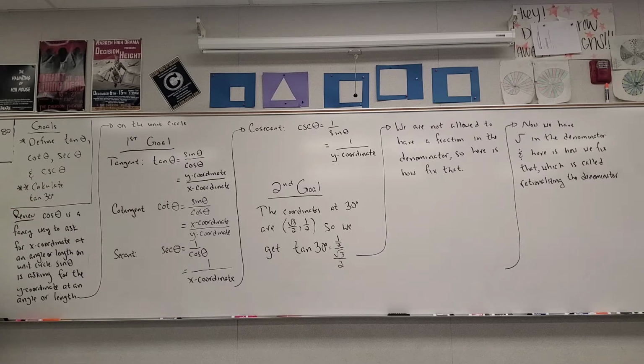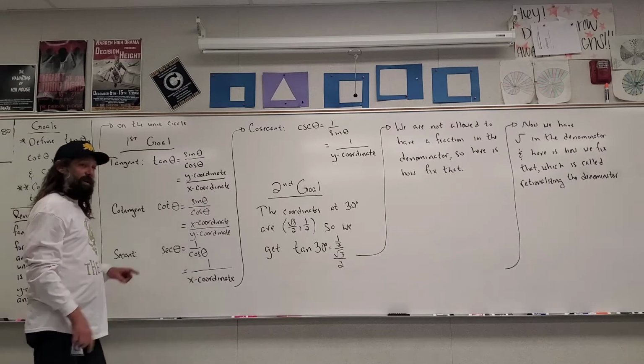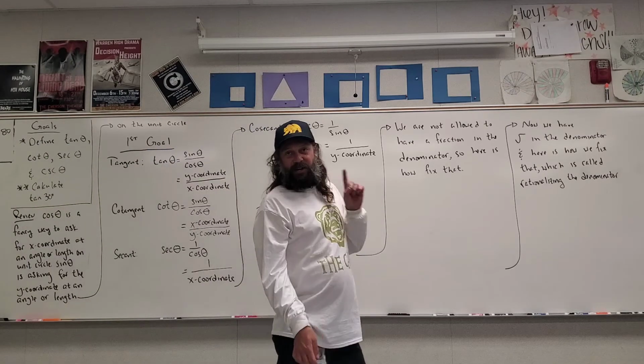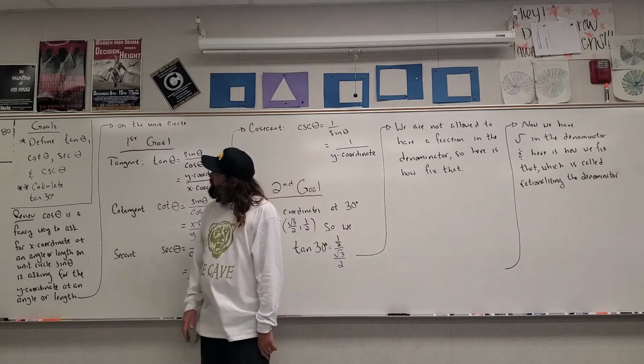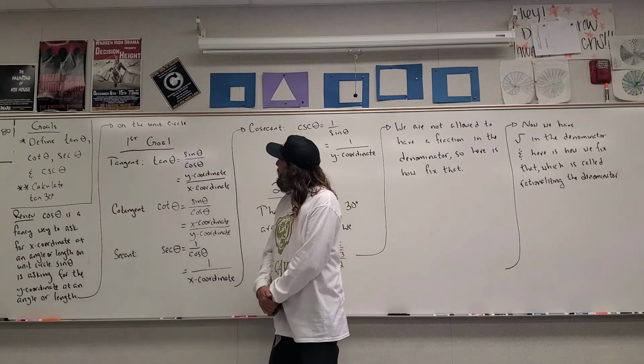But I'd like to review something with you real quick. Cosine of theta is a fancy way to ask for the x-coordinate at an angle or length on the unit circle. Similarly, sine of theta is also a fancy way of asking for the y-coordinate at an angle or length on the unit circle. So that's what we need to remember. Cosine is the x-coordinate, sine is the y-coordinate. Alright, so let's go ahead and jump into our first goal of defining these trig ratios.